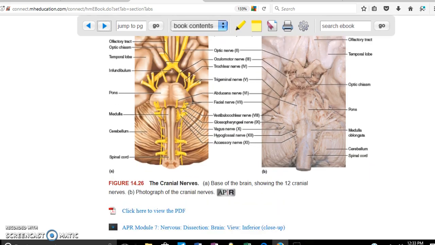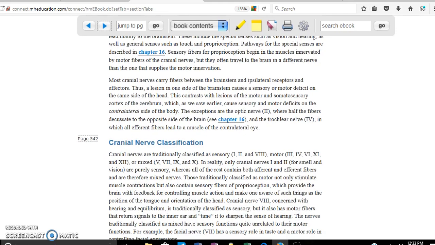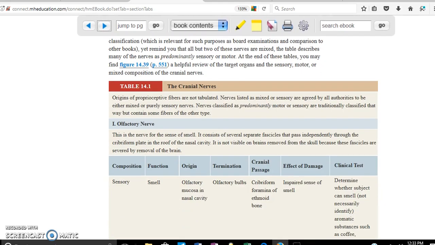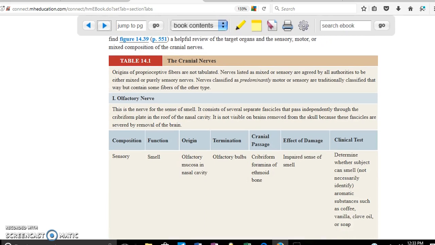So therefore, they control everything that has to do with your neck, and most of the things that have to do with your face and your head. So you have in there the cranial nerves, and this is what you need to know: basically, the name of the nerve, the type of nerve that it is, and the function.